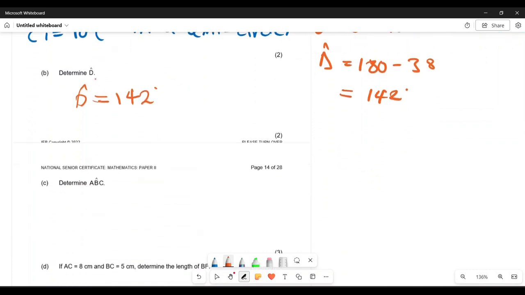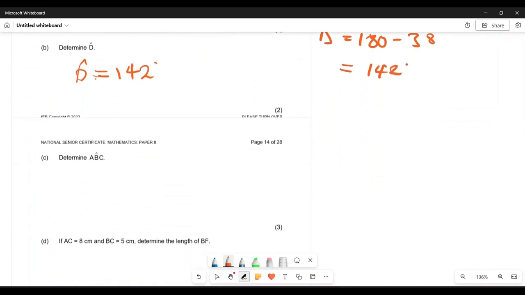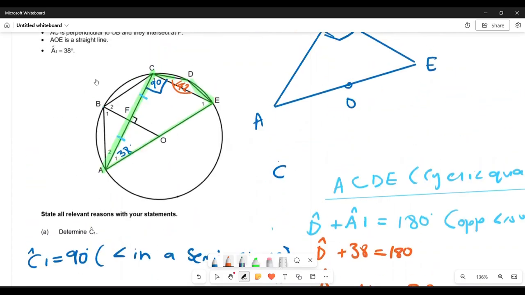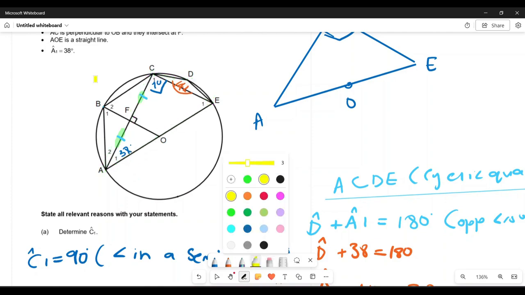So now I need to try and determine the angle ABC, basically my angle B. So let me try and highlight that angle. Let me first remove these highlights that I've made before with the green highlighter. Now, this is my angle B. Let me highlight the shape that it's at.